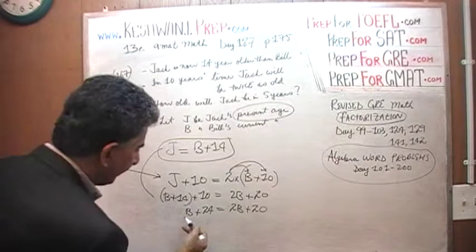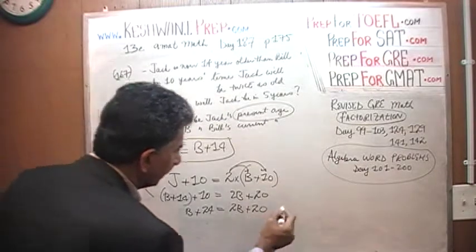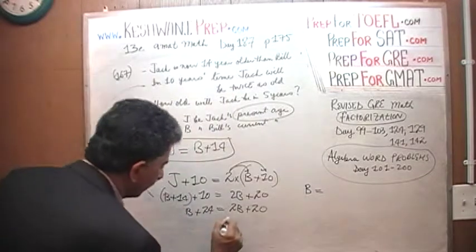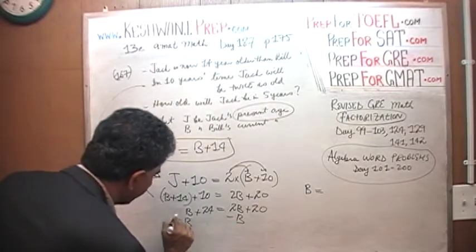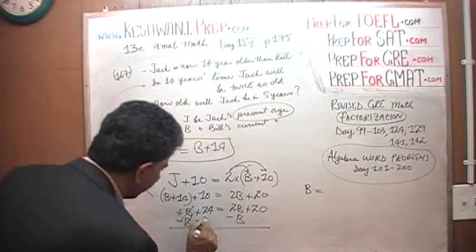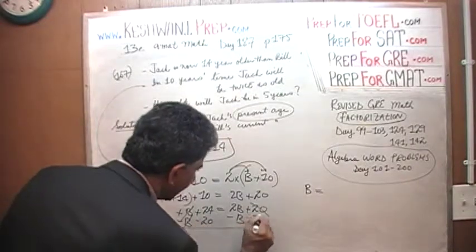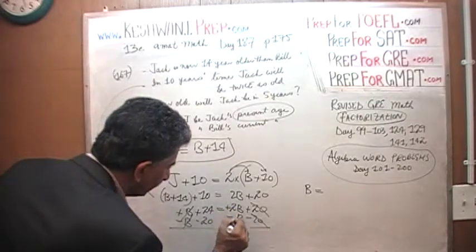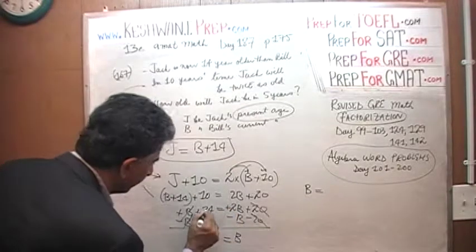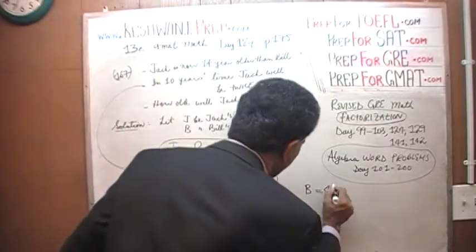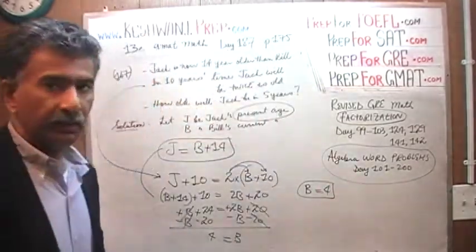Subtract B from both sides, and subtract 20 from both sides. The B will drop out on one side and the 20 will drop out on the other. Here we'll end up with 2B minus B, which is B, and here we'll end up with 24 minus 20. There you go. Bill is 4 years old today.